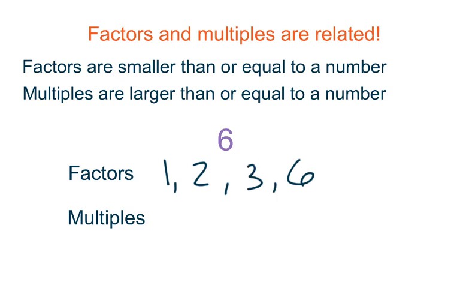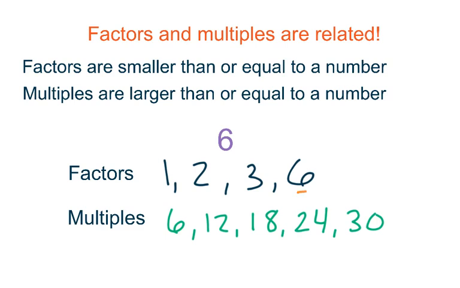Now multiples are like skip counting. So multiples are all going to be equal to or greater than my 6, and it's going to be my skip counting, or my multiplication of 6 times 1, 6 times 2, 6 times 3, and so on and so forth. So my multiples for my number 6 are going to be 6, then 6 times 2 is 12, 6 times 3 is 18, then I have 24, 30, and so on and so forth. So you can see that my factors are all smaller than or equal to my 6, and my multiples are all greater than or equal to my 6.